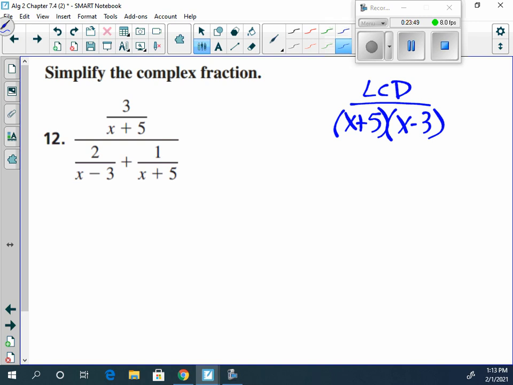X minus 3, because each one of those are together. The x plus 5 is one whole term because of the plus, and the x minus 3, those are locked together. So to fully simplify everything out, I need to multiply the top and bottom by x plus 5 times x minus 3.